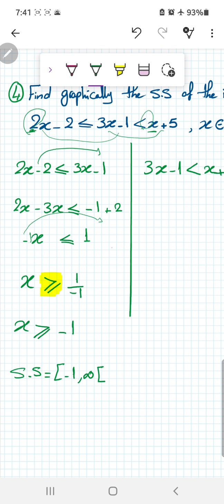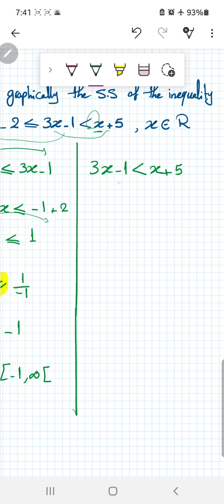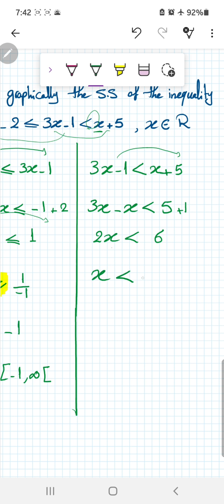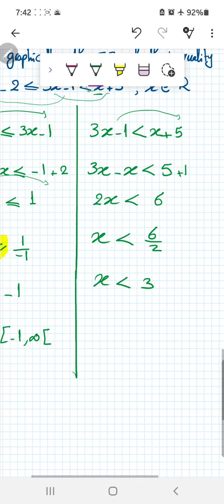Okay, and we will also represent it on the number line. Here the second one, 3x minus 1 less than x plus 5. First remove x to the other side by subtracting x, and remove negative 1, it will be positive 1. 3x minus x is 2x less than 6, divided by 2. So x is less than 3.